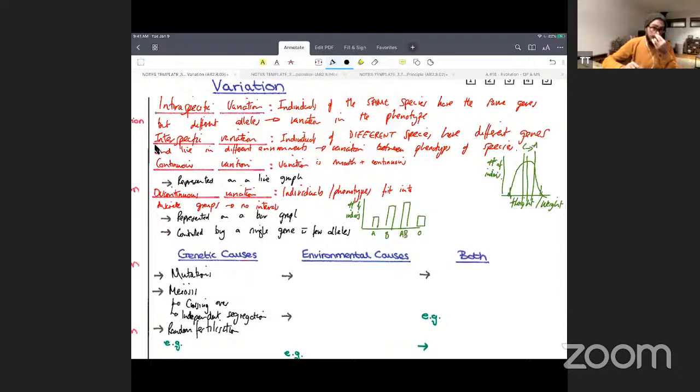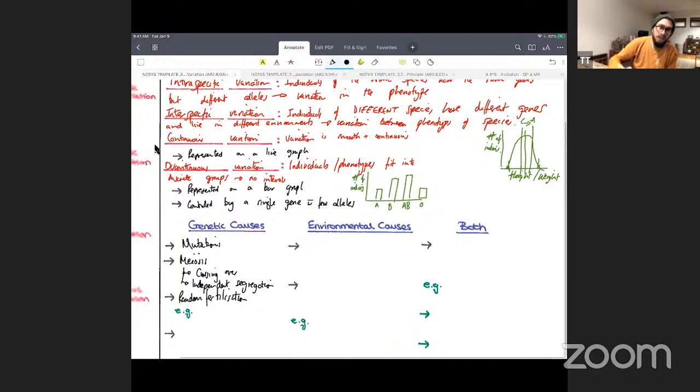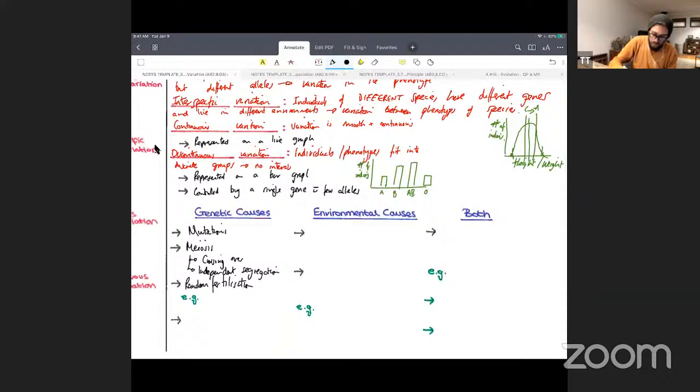So inherited characteristics. I'm going to say genetic variation results in evolution. Definition of evolution is the change in allele frequency over time. Results in evolution.